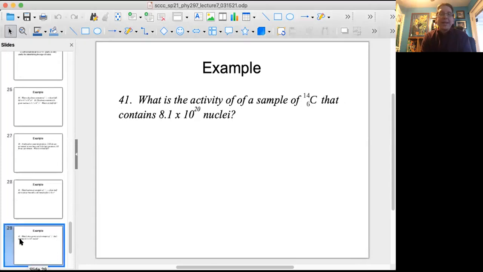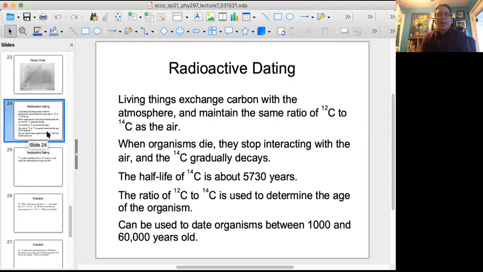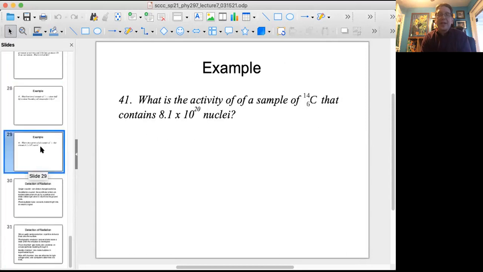So then what is the activity of a sample of carbon-14 that contains 8.1 times 10 to the 20 nuclei? So carbon-14 has a half-life of 5,730 years. So the first thing we're going to need to do is figure out lambda.